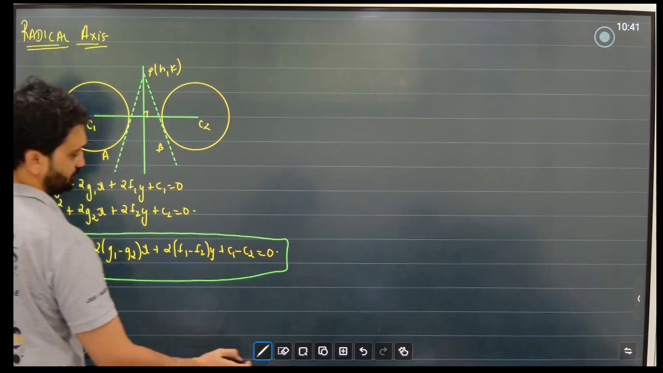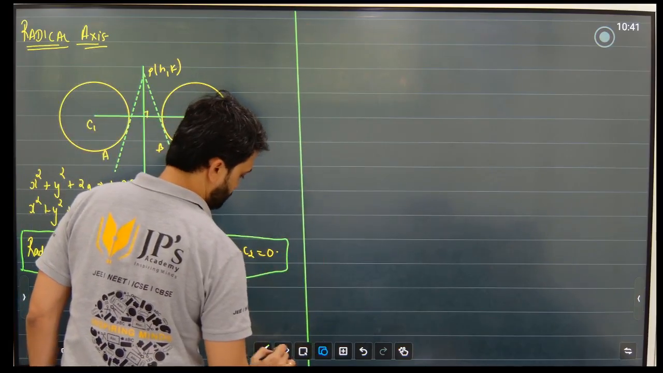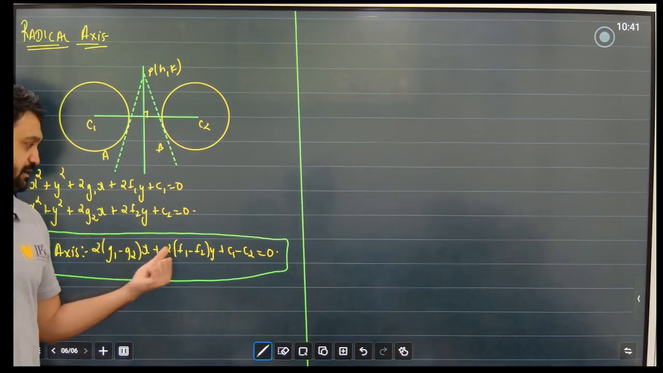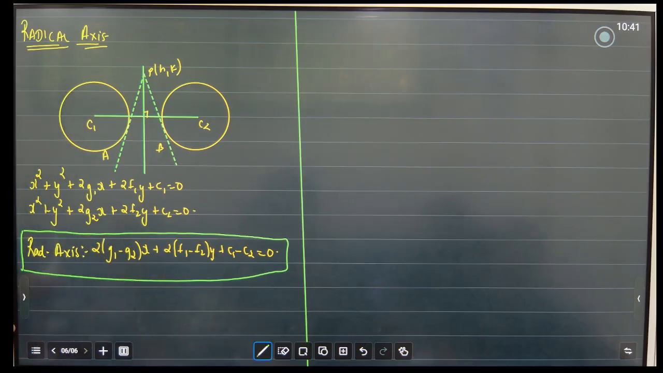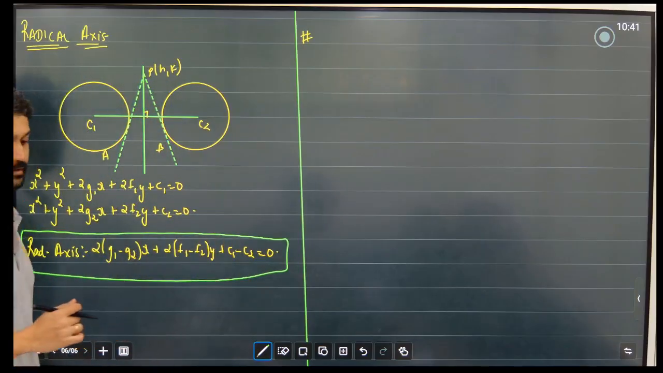This is for the radical axis. What I have done is, I have taken both the equations of the circles and subtracted them to get the radical axis, and if you check, it's a linear equation in terms of x, in terms of y, and a constant. Okay. Next point, write down.